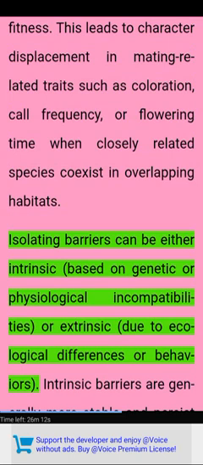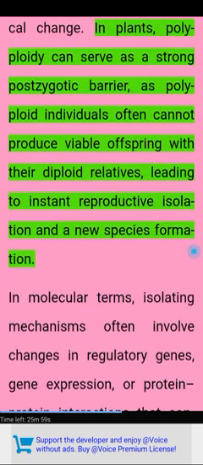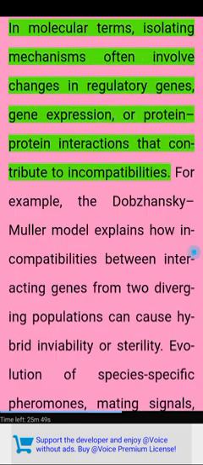Isolating barriers can be either intrinsic, based on genetic or physiological incompatibilities, or extrinsic, due to ecological differences or behaviors. Intrinsic barriers are generally more stable and persist across environmental contexts, while extrinsic barriers are more sensitive to ecological change. In plants, polyploidy can serve as a strong postzygotic barrier, as polyploid individuals often cannot produce viable offspring with their diploid relatives, leading to instant reproductive isolation and new species formation.